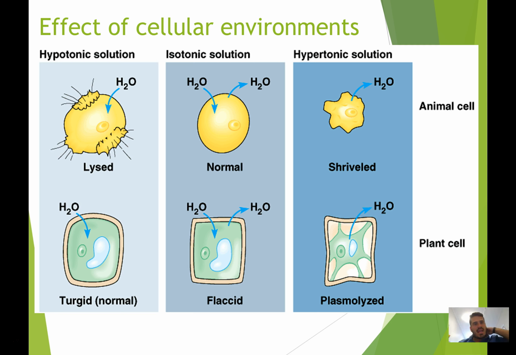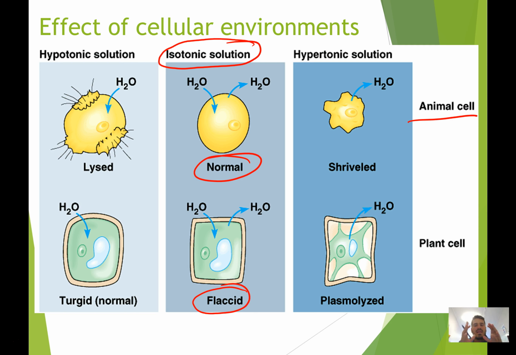For example, here, in normal situations, what we call an isotonic solution, there's an equal concentration of water outside and in. So there's an equal amount of movement of water outside and into a cell, all right? This is really good for animal cells. This is what we want in an animal cell. That's normal. In plant cells, we actually call this a flaccid cell because it doesn't have the turgor, so it doesn't have that strength that we need.